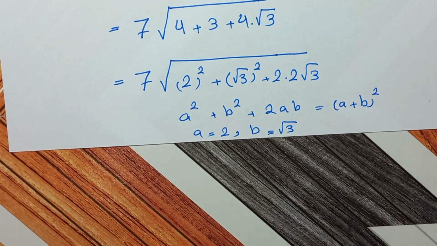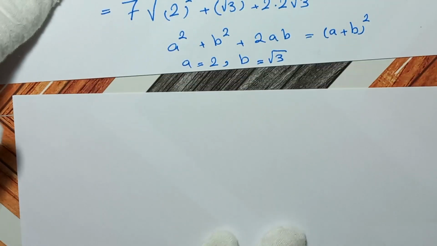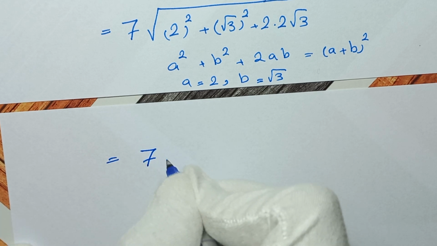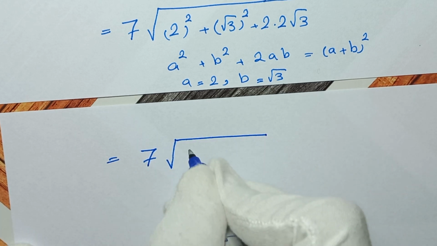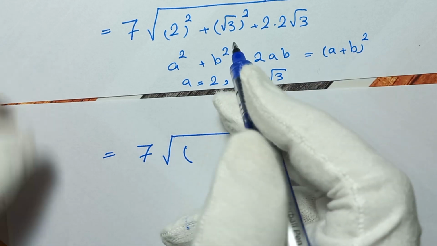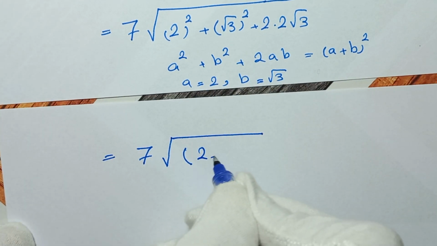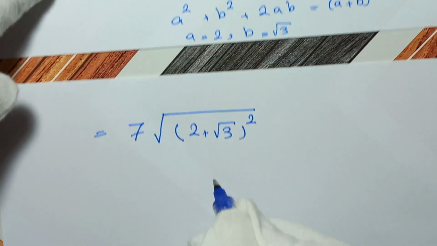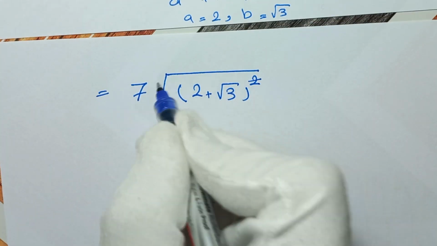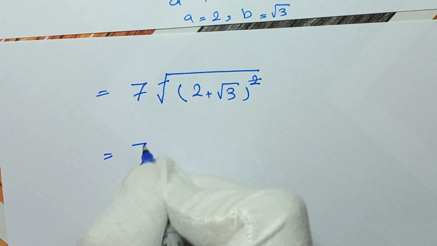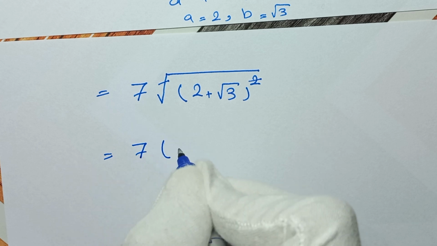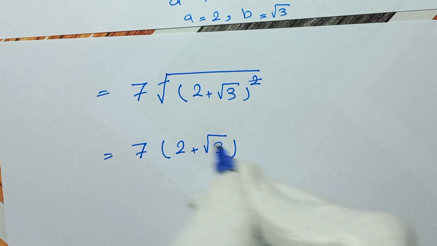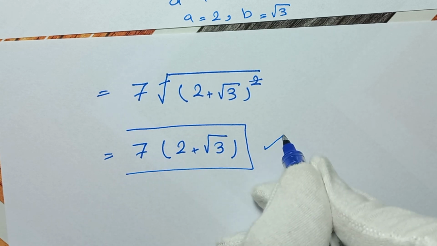So this is equal to 7 times the square root of a plus b to the power of 2. It will be 2 plus the square root of 3 to the power of 2, right? And here, this 2 will cancel the square root, and it will be 7 times 2 plus the square root of 3. And this is our final answer.